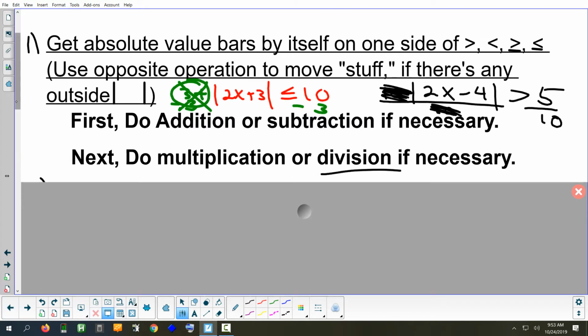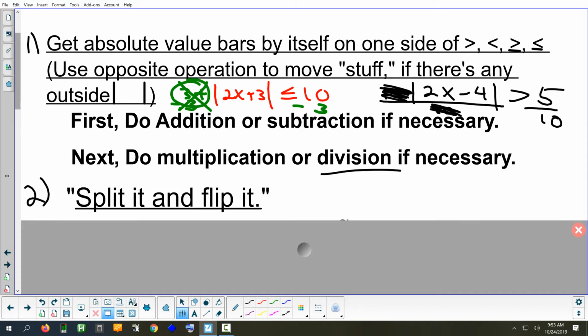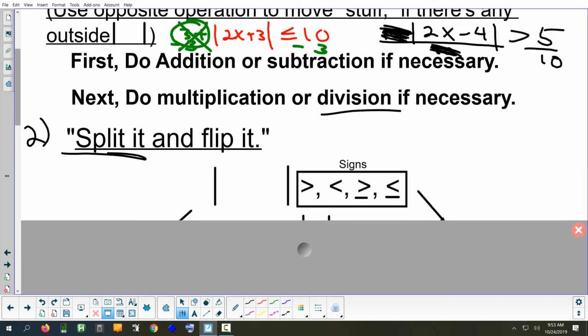Okay. So once you know that the absolute value bars are by themselves, which it looks like the ones in the notes, most of them already are, but we'll do one where it isn't. Now you're ready to split it and flip it. Split, flip. We're used to the split part. We already had to do that when we had absolute value equations. We didn't have a flip part. Flipping you never do with equations, but we got to do it here.